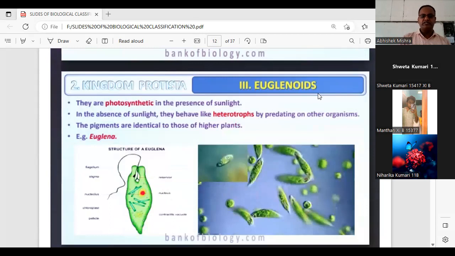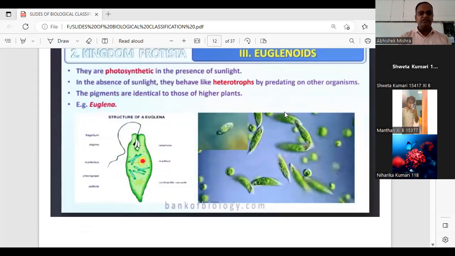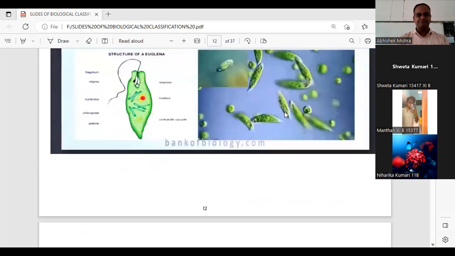Even they are photosynthetic because in the presence of sunlight, they can manufacture food. And in the absence of sunlight, they behave like heterotrophs by predating on other organisms. Now, the pigments are identical to those of the higher plants. That is, when we are saying they are photosynthetic, definitely the pigments are identical to those of the higher plants. That is, the chlorophyll pigments are there. Example, Euglena, already we have discussed.